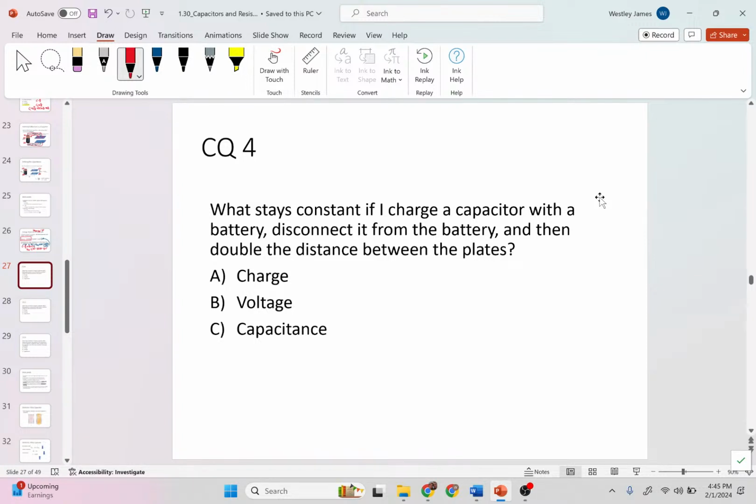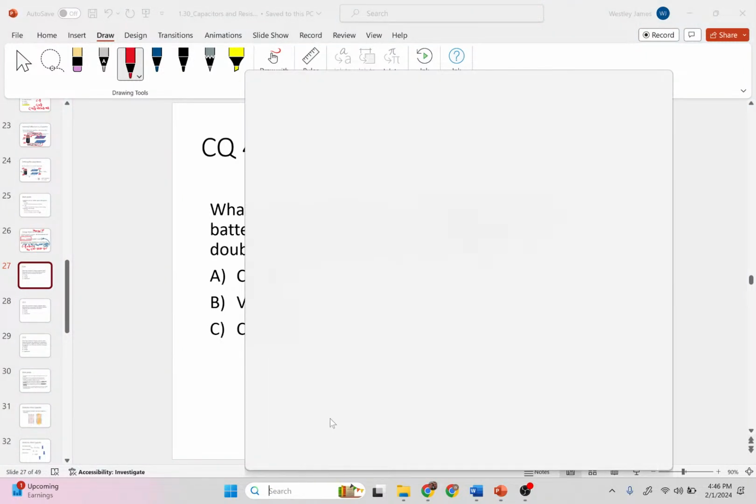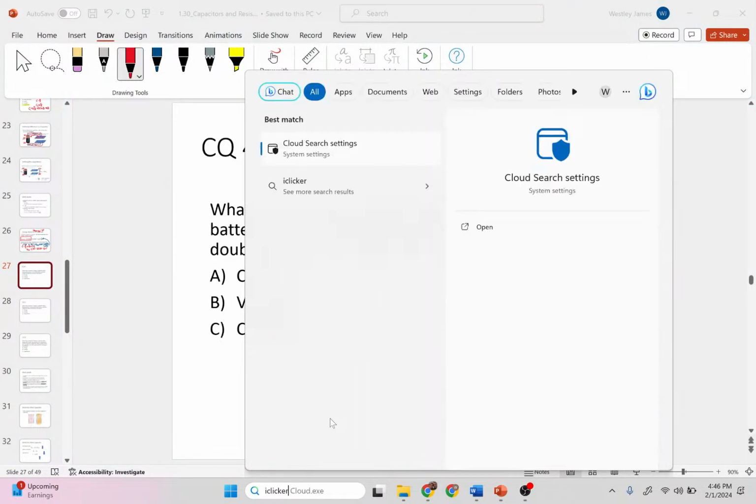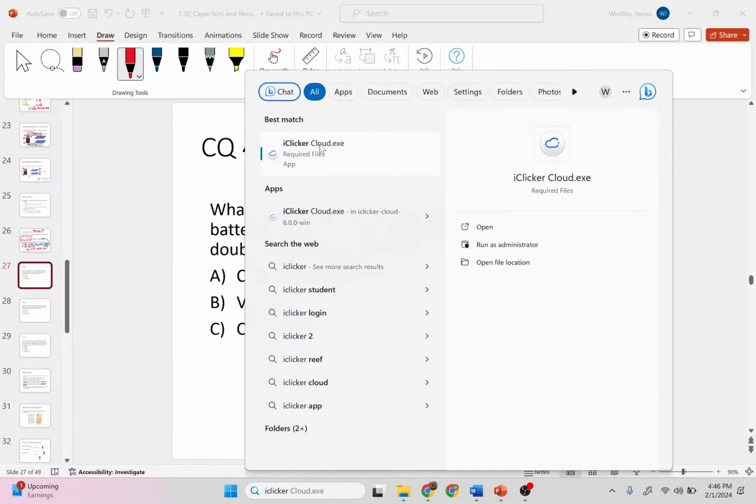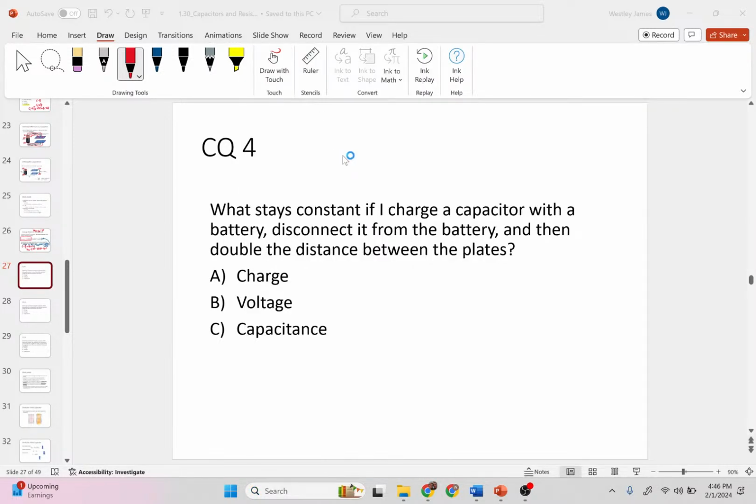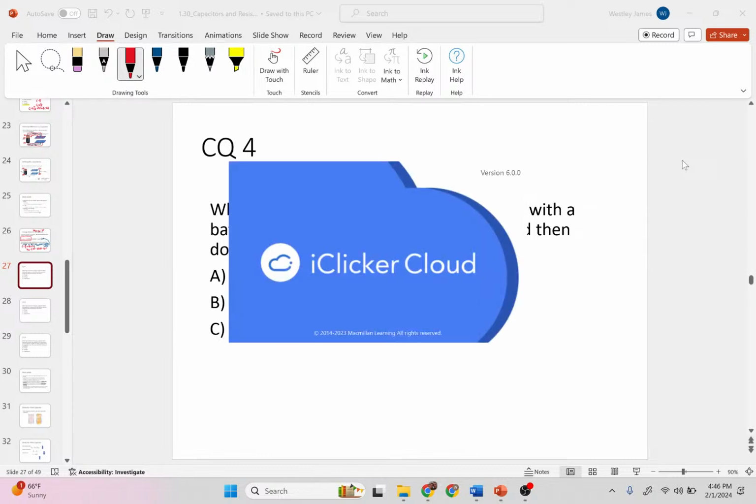What stays constant if I charge a capacitor with a battery, disconnect it from the battery, and then double the distance between the plates? So you can think about this while I determine why the iClicker app is so angry. What stays constant if I charge a capacitor with a battery, I disconnect it from the battery, and then I double the distance between the plates? Fun fact, we've already answered this question.